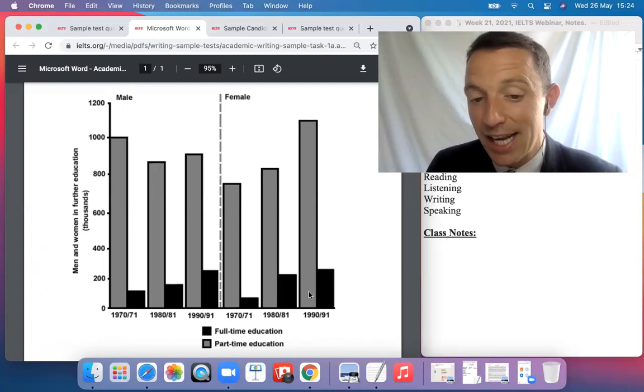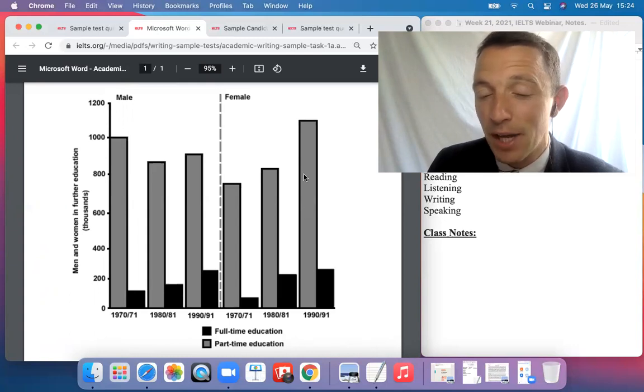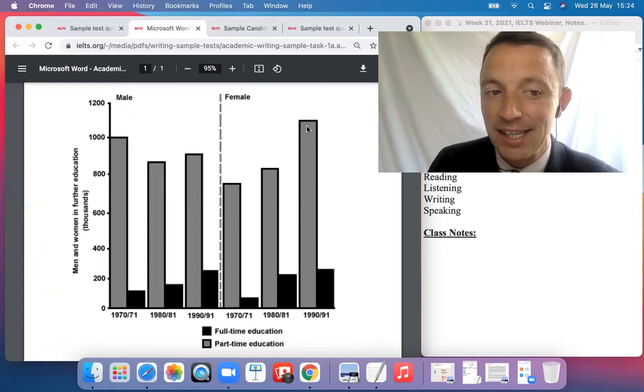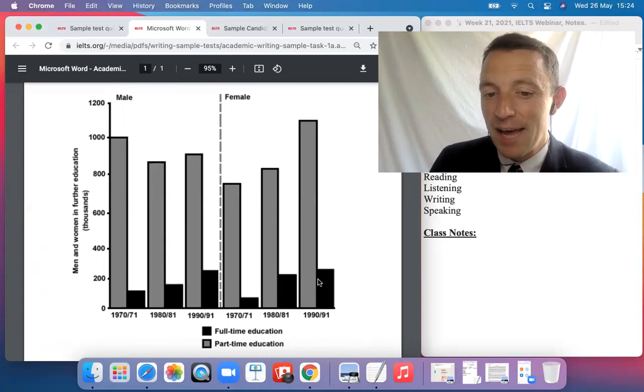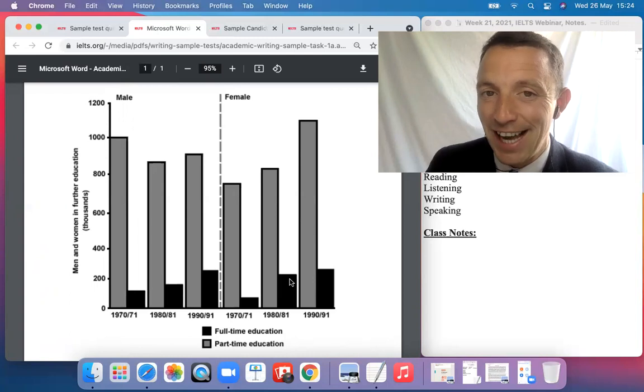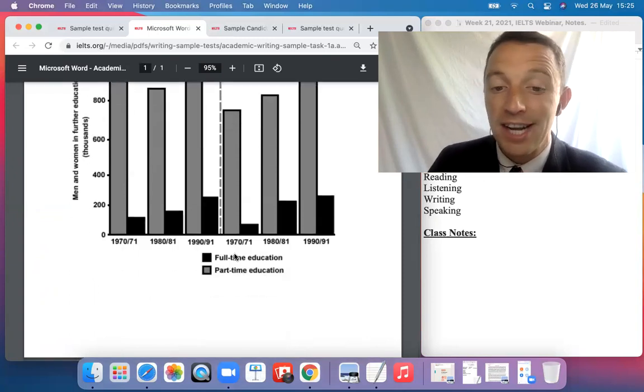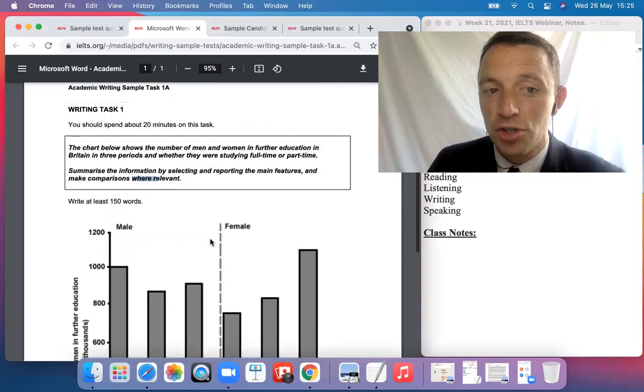And if we continue 10 years later in 1990, there's an enormous, huge increase in part-time education with females in 1990 above 1 million, and the number of full-time females is similar compared to 1980. So you have to interpret this graph first. That's your job. You need to interpret the graph and then summarize the main features, and it's very independent, so you can decide what the main features are for yourself. So that's really your job for task 1. Just to show you the question again, and about 20 minutes on this task.